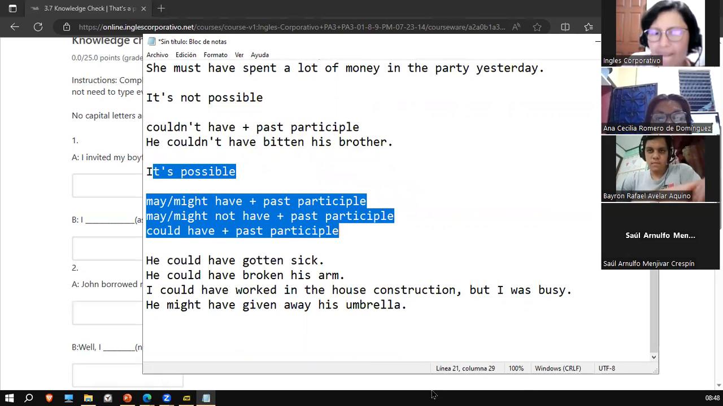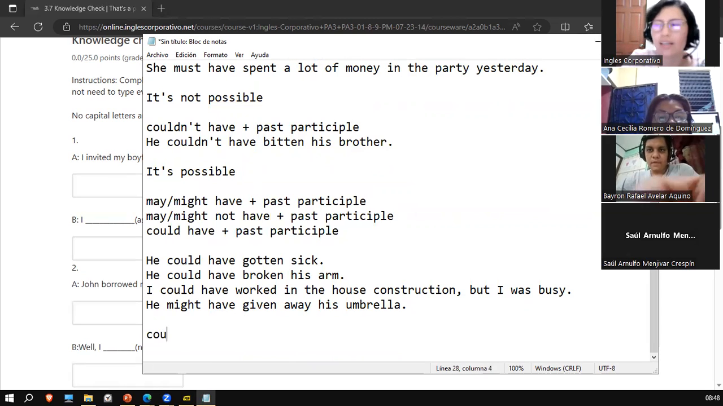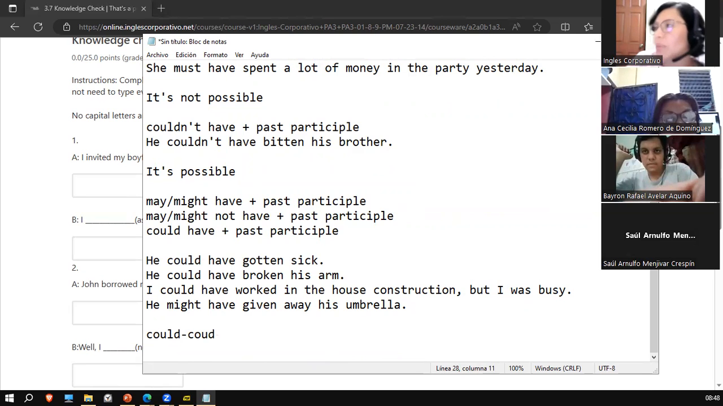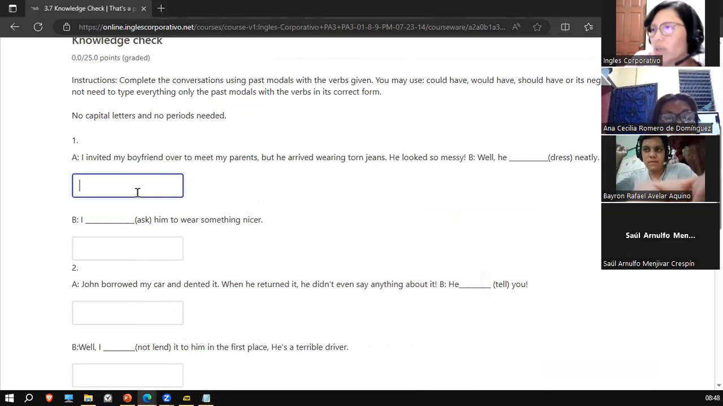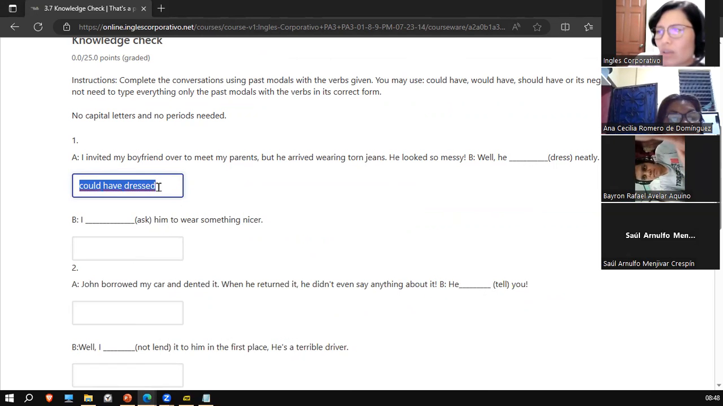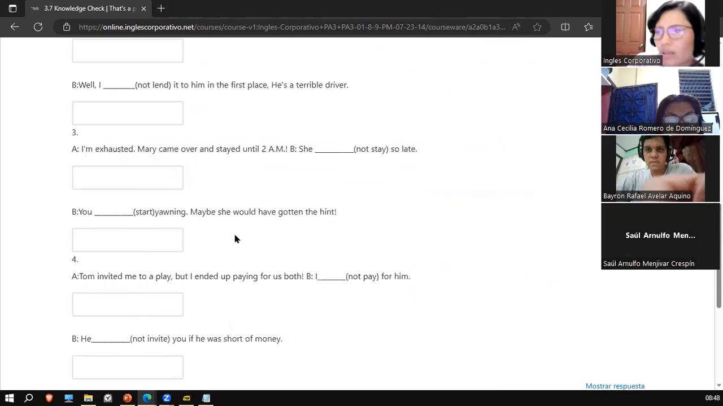Entonces, ¿cómo? Acordémonos la pronunciación, ¿verdad? Could. Esa L no está. Es could. Muy bien. Entonces vamos a usar could. I invited my boyfriend over to meet my parents, but he arrived wearing torn jeans. He looked so messy. Well, he could have dressed. Entonces decimos que es could más have más pasado participio, ¿verdad? Y esa es la respuesta.